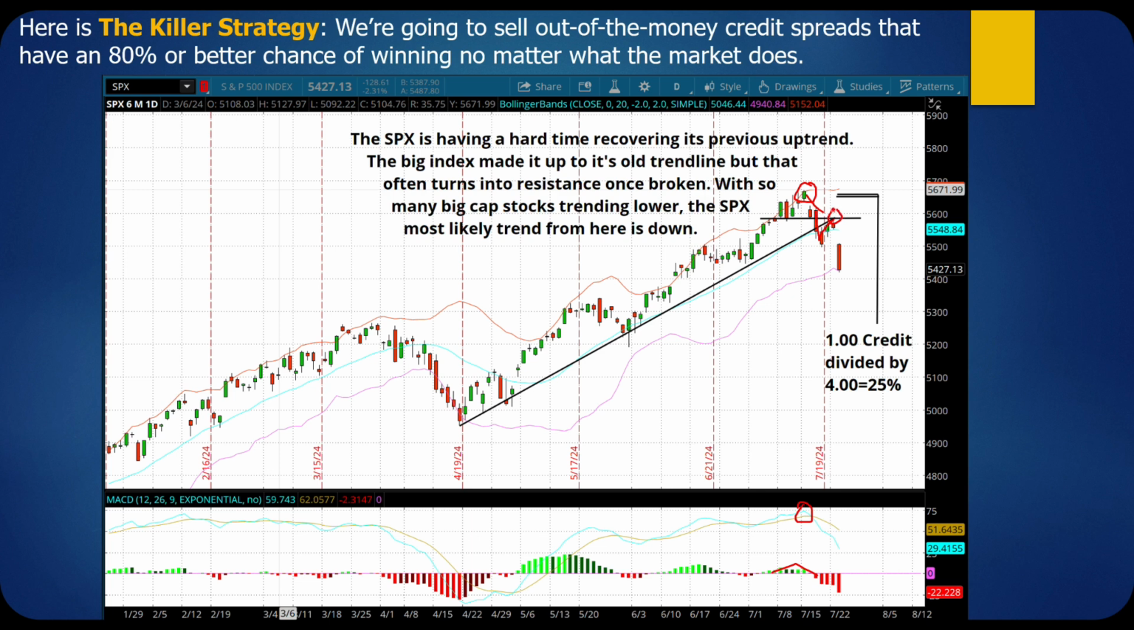Okay, this is often referred to as the kiss of death. And that is when the stock or the index goes back to touch its old trend line once it's broken, and that old trend line turns into new resistance, and that's exactly what happened. And that's also exactly when we sold this spread. So we collected a $1 credit on a $5 spread. So that means $1 from 5 means we only have $4 at risk. So when you collect a $1 credit on a $4 risk, that equals a 25% return.